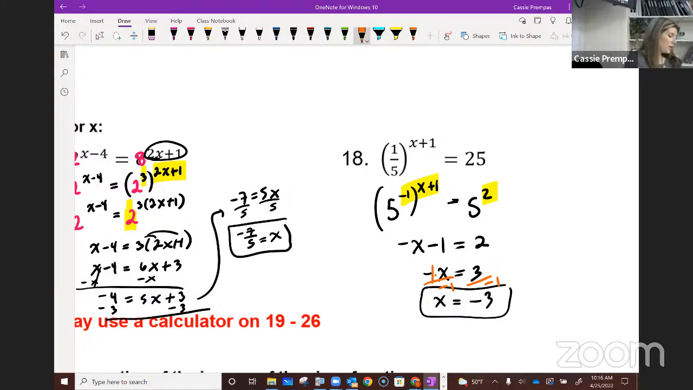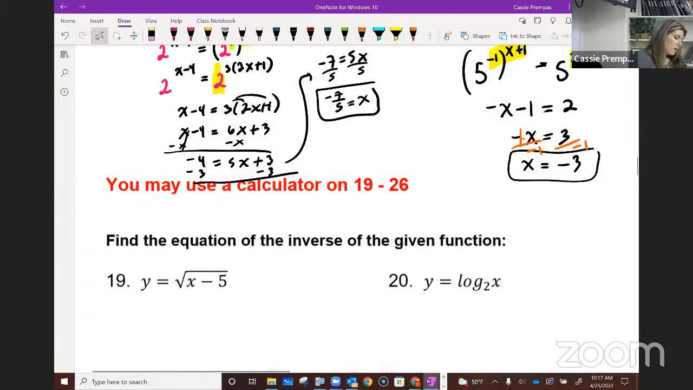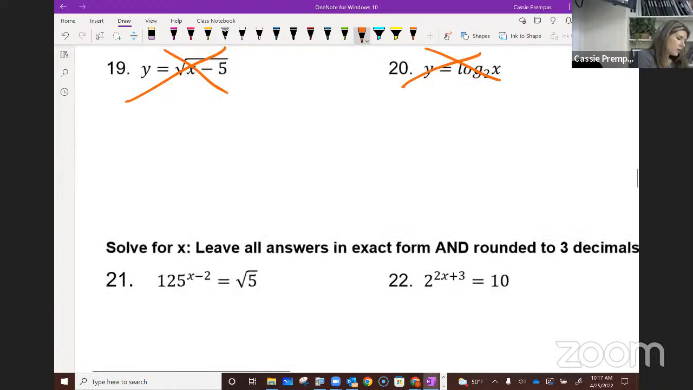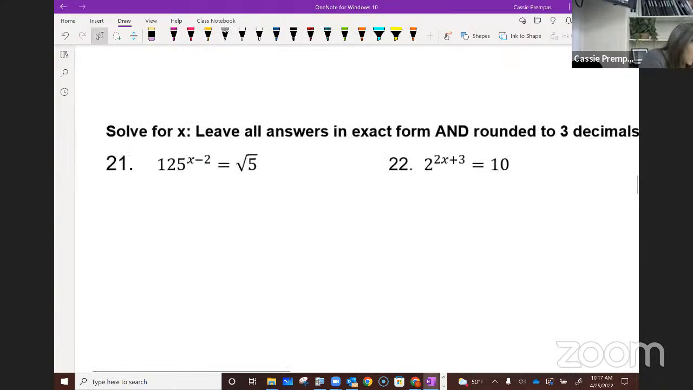All right, guys, now we can use our calculator. Skip 19 and 20. I apologize. That was not supposed to be on there. Is it going to be on the test? 21 is very similar to the one that we just did. So cross off 21. And now I want to go to 22.